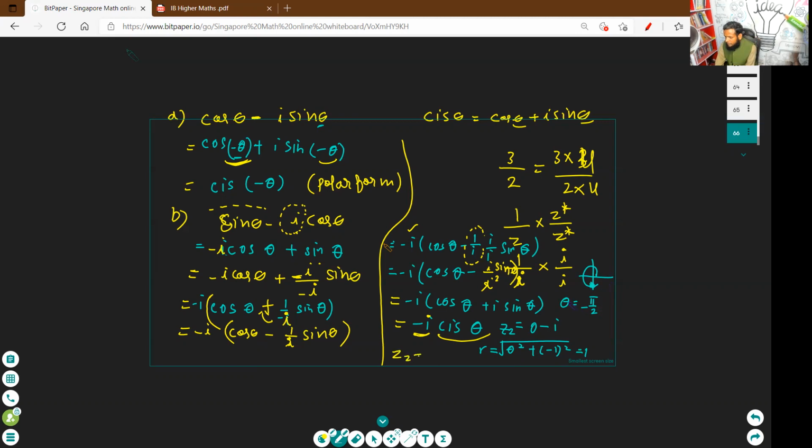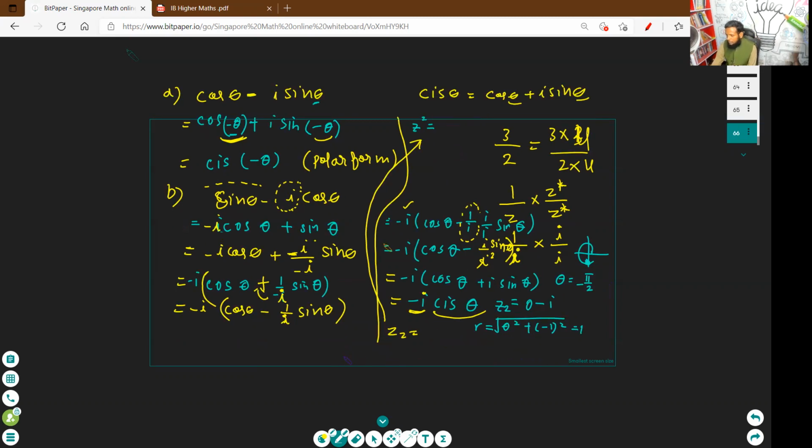Okay, and Z2 in polar form. What is Z2 in polar form? You should write it here. Okay, write it in polar form. Z2 in polar form is 1 cis negative pi over 2. Now find the answer to the question.